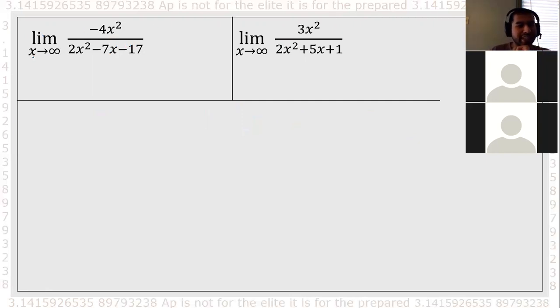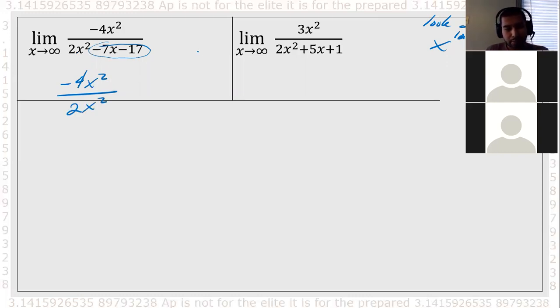So the first one, as x goes to infinity, we can notice that it's negative 4x squared on the numerator and 2x squared in the denominator. So all I want to look at is x with the largest exponent, right? Everything else, guys, you can pretty much ignore. So all of this right here, we're not going to take a look at it. So it's just going to be negative 4x squared over 2x squared.